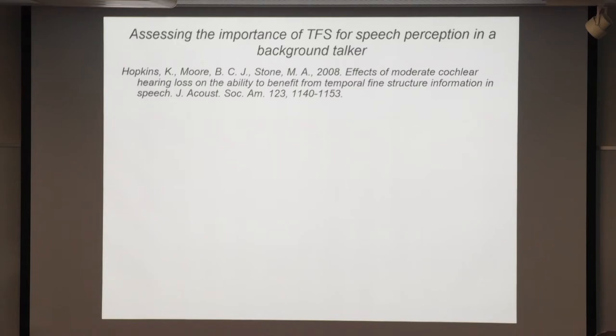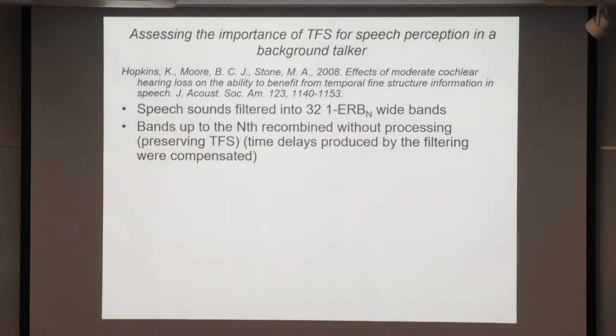And I want to describe a study done by Catherine Hopkins in my lab, where we filtered the speech sounds into 32 channels, each of which had a width of 1 ERBN, the normal bandwidth of the auditory filters. And we did not apply any processing in some channels. So bands up to the nth were added back together without further processing. So we had intact speech, preserving the temporal fine structure in some channels, bands up to the nth. And we compensated for time delays produced by the filtering to temporally align the different channels. But bands from n plus 1 to 32 were noise vocoded, and that strongly disrupts the representation of the temporal fine structure, but preserves envelope cues reasonably well.